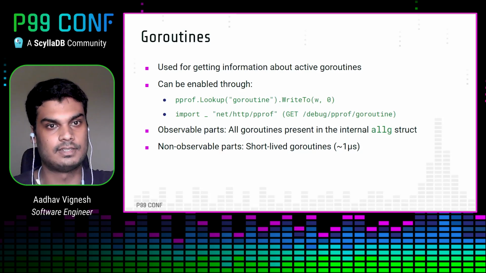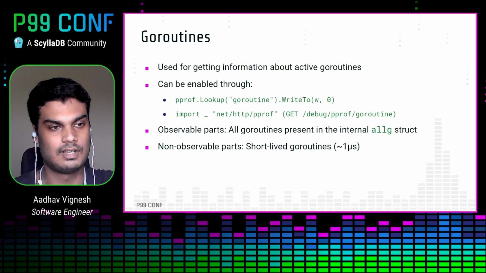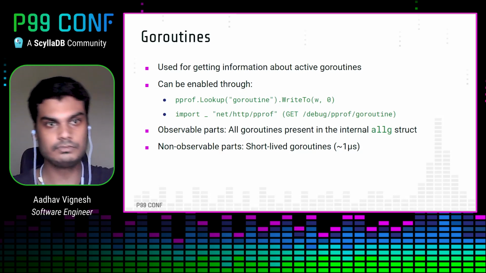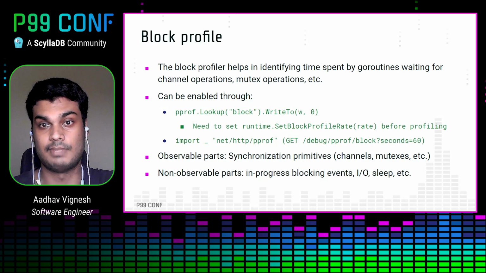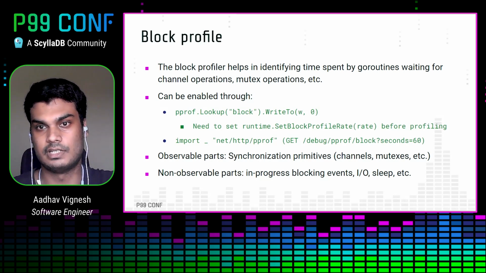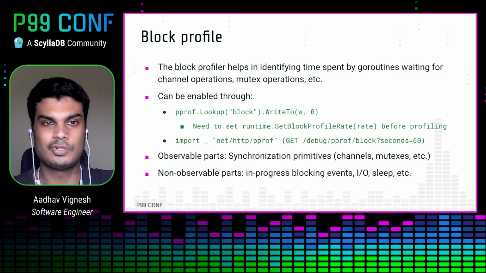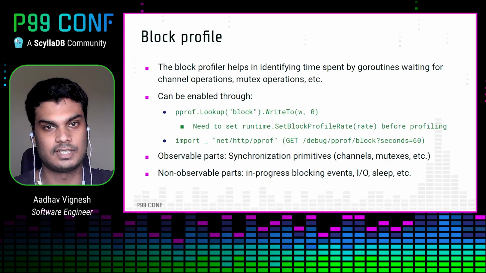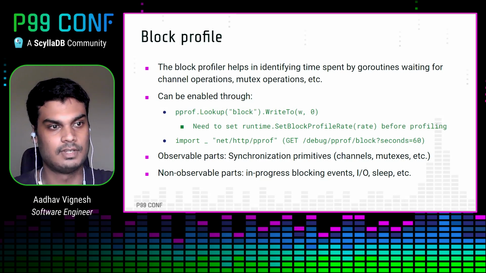The goroutine profile is helpful in getting information about goroutines. The only limitation in this profile which I could find is that it doesn't report short-lived goroutines. The block profile is helpful for understanding time spent by goroutines being blocked on waiting operations like channel operations, mutexes, etc. However, a thing to note here is that in-progress blocking events are not observable. IO and sleep are also not observable in this profile type.